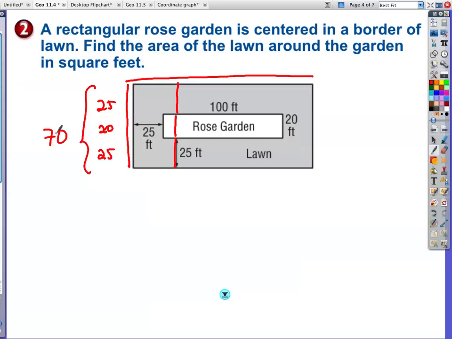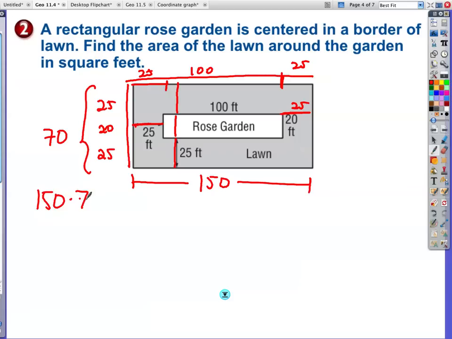Then I do the same thing this way. I've got 25 from here to here. How do I know that? From this little piece. And then I have 100 from here to here. And I'm going to have 25 feet on the other side. I know it doesn't look like it there, but I've got 25 all the way around this. So this would be 150 for the entire length. So 150 times 70 is going to give me 10,500.